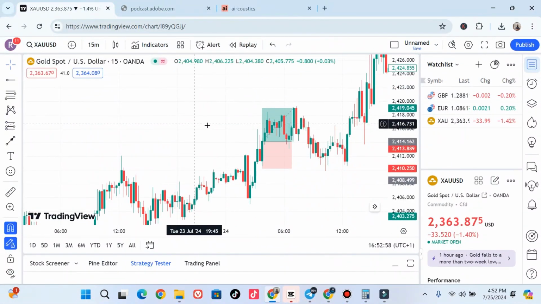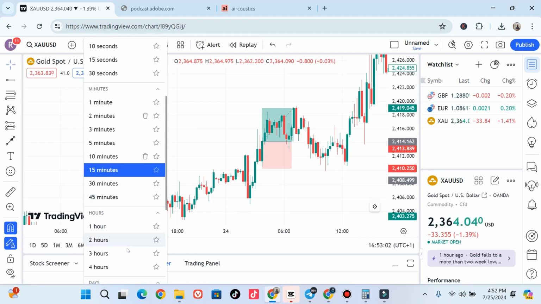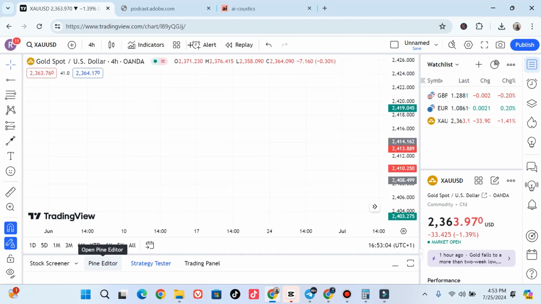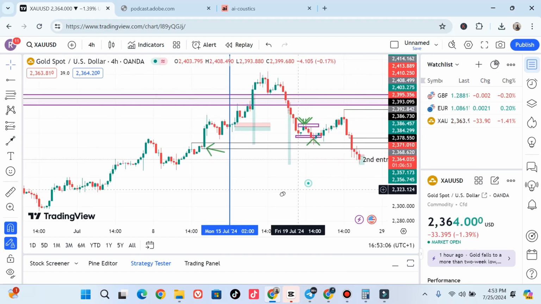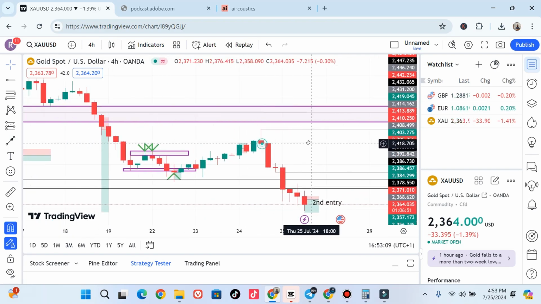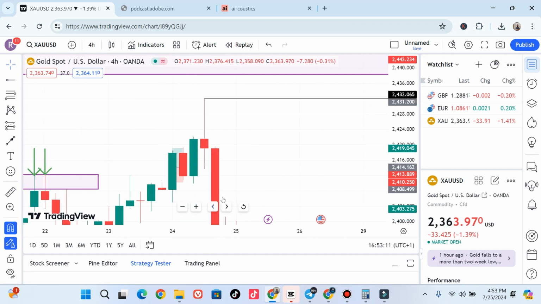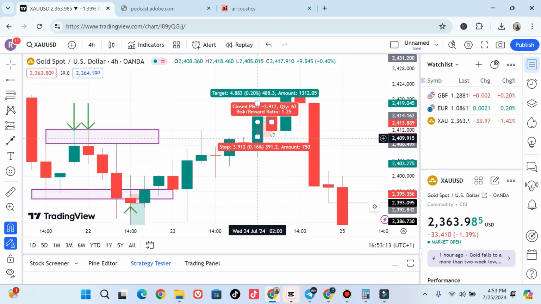So let's dive back to the real business. Yeah, welcome back. Just like we did for the other one, we're gonna go back to 4 hours time frame. Okay, then we're gonna reset the chart, and this was the trade we took right here. Yeah, this was the trade we took right here.